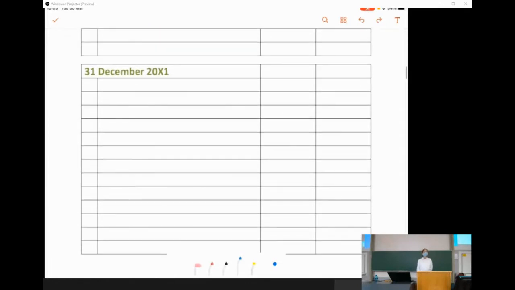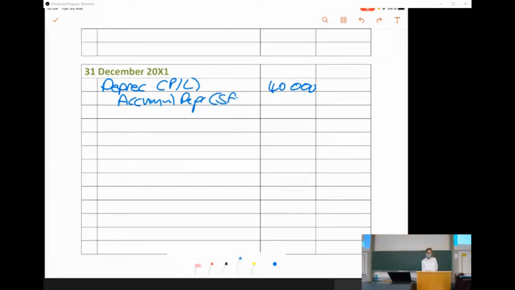Then for our next journal, we have to go to the end of the year. So journal 2 is going to be our depreciation. We debit our depreciation in the P&L with 40,000, and we credit our accumulated depreciation in the SFP with 40,000. And we reference this to our calculations. So we reference this to Calc 1. It makes it easier for the marker to go and mark it.